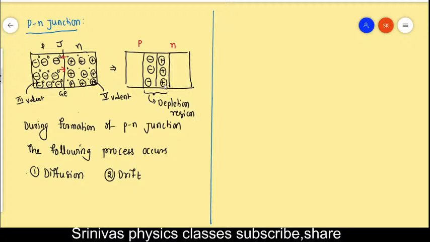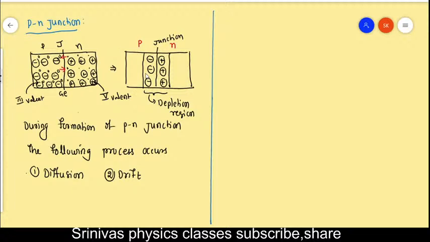Diffusion process means, due to the difference in concentration, electrons move from N region to P region, and holes move from P region to N region, and they neutralize with each other on both sides of the junction. This is the junction. On both sides of the junction, what forms? Immobile positive and negative ions form. Immobile means they cannot move.